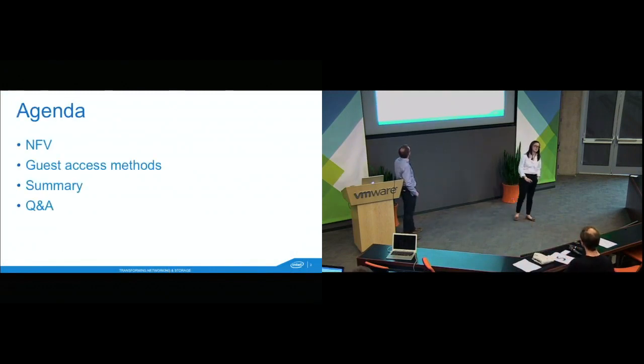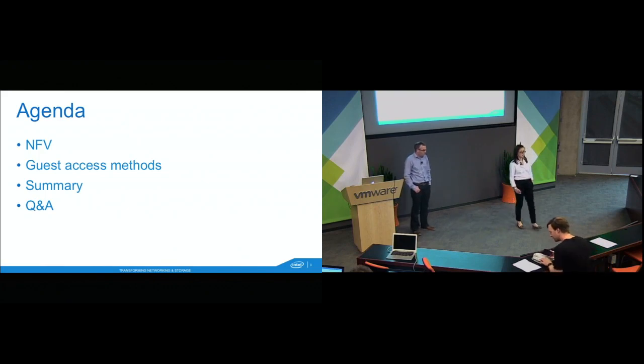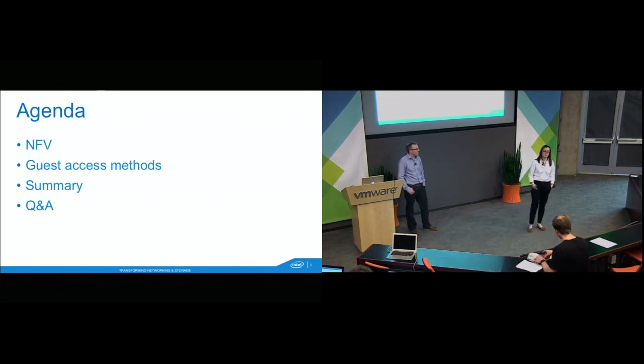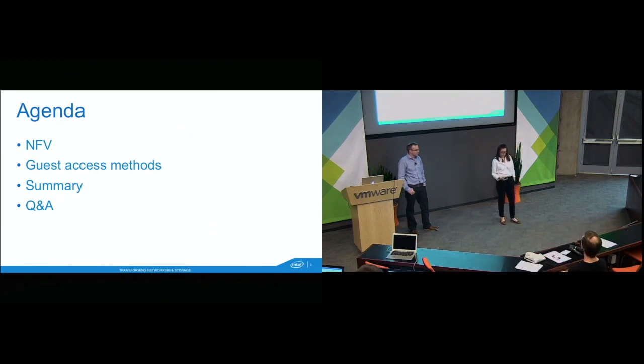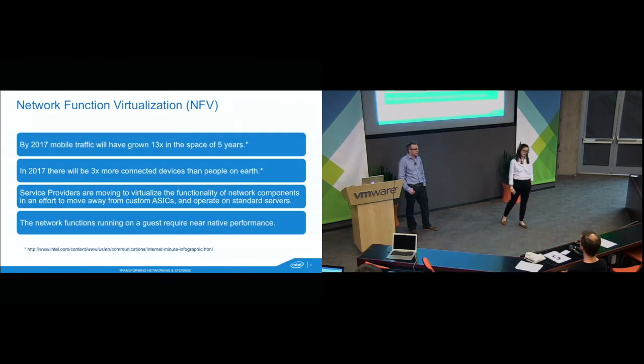With the rise of NFV use cases, virtual network functions require high bandwidth, low latency interfaces into the network function virtualization infrastructure. So to build the case for accelerating the path to the guest, we're going to have a quick look at NFV. We're going to dive into a couple of guest access methods, followed by a summary and some time for Q&A. So what's the story with NFV and guest access?